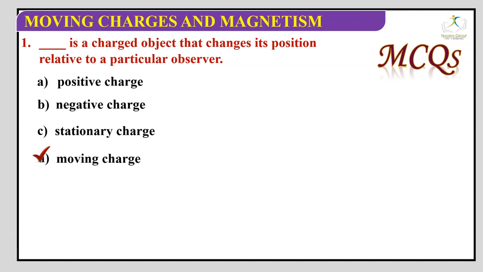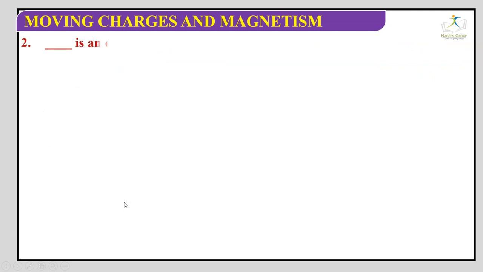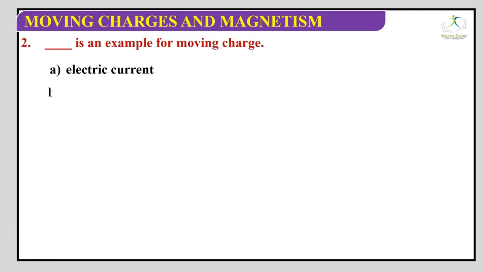Moving ahead. Next question we have: dash is an example for moving charge. Electric current, voltage, resistance, or none of these. The correct answer for this question is electric current.